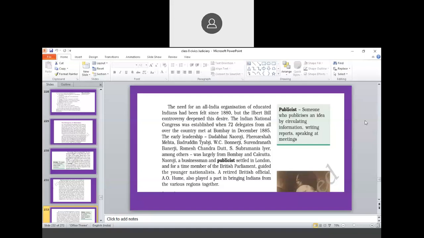Okay. Early leaders of the Indian National Congress. Please write down early leaders of the Indian National Congress. One, Dadabhai Naoroji. Dadabhai Naoroji. Second, Firoz Shah Mehta.